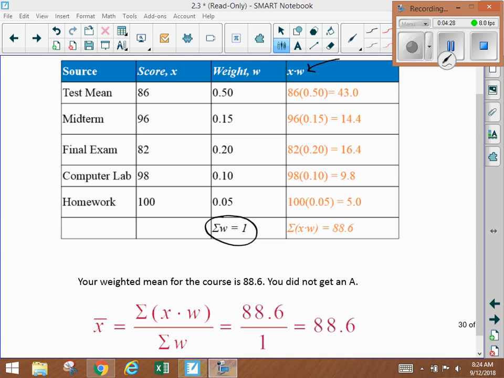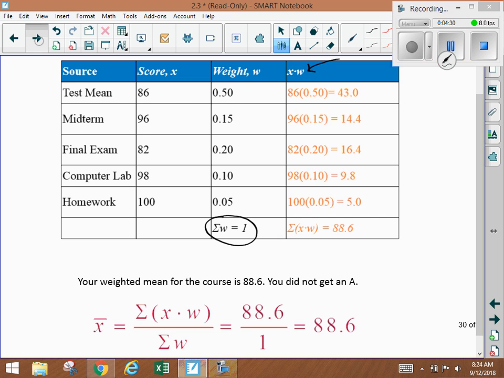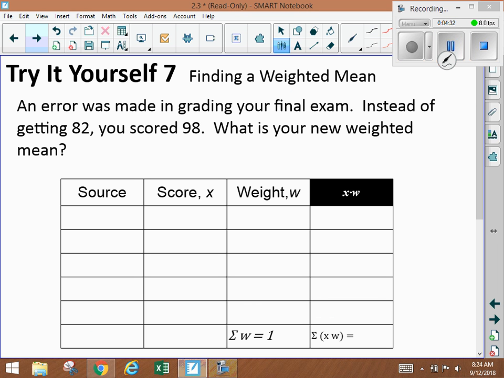So there we've seen how that is calculated. Fantastic. Uh-oh, an error was made. Instead of getting an 82 on the final exam, you scored a 98. What is your new weighted mean?